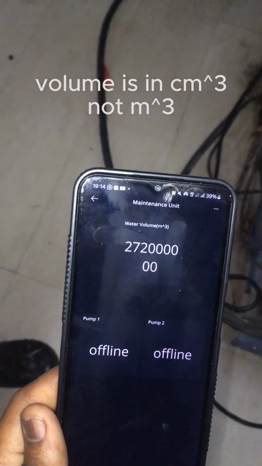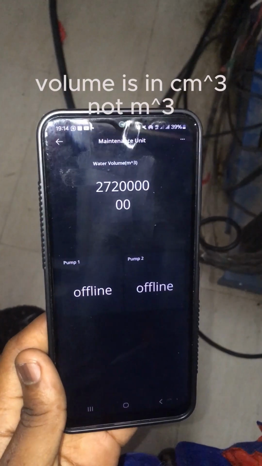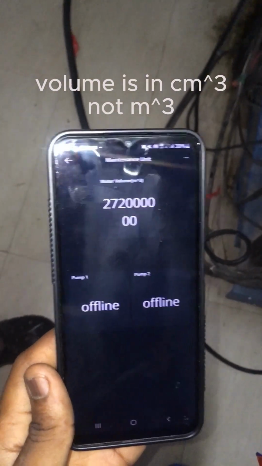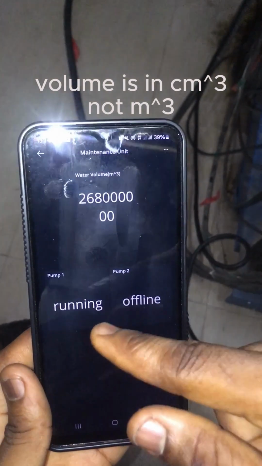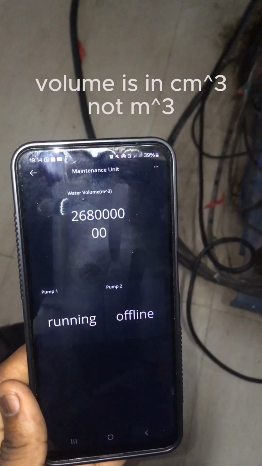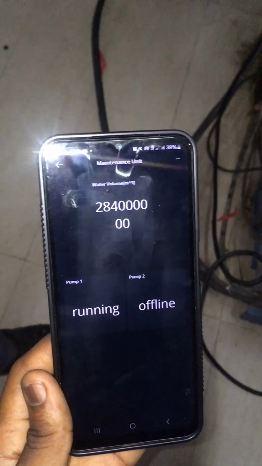Now, for the pump, we have pump 1. When pump 1 starts running, the app will show the text running, and if it trips for any reason, it will show trip. As I see, it's currently running at the moment. If there's any issue, it should trip, but currently we cannot trip the pump because it's supplying water until it goes full, so we cannot trip it.